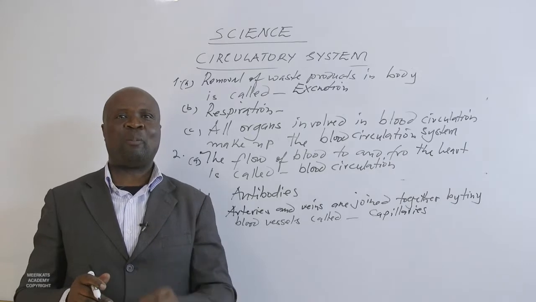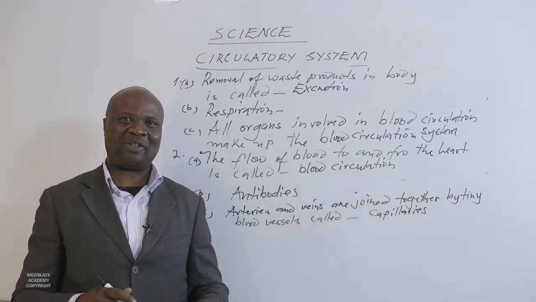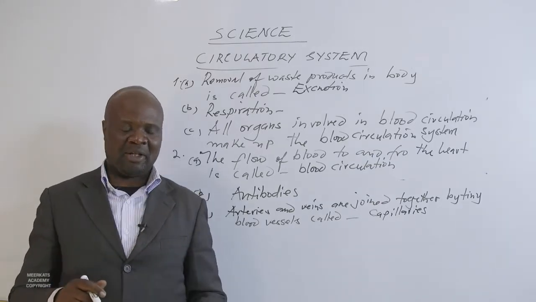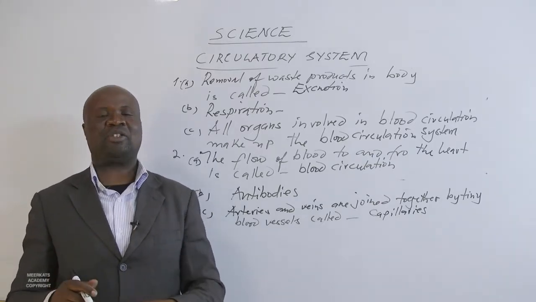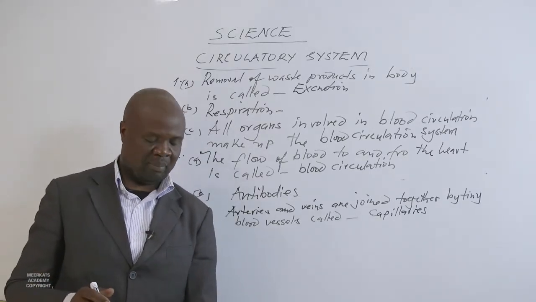So the blood passes twice through the heart. It comes in when it has a lot of carbon dioxide. It is pumped to the lungs, then comes in when it has a lot of oxygen, then it pumps to many different parts of the body.